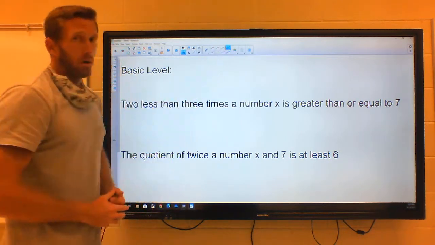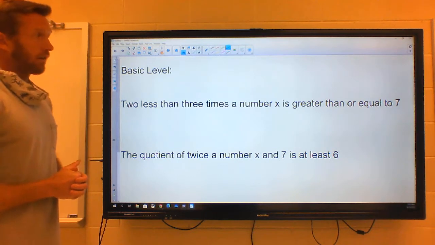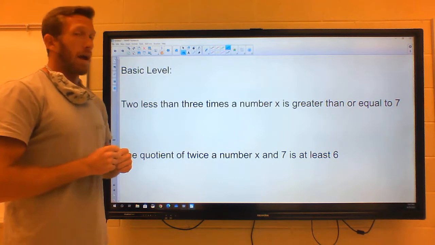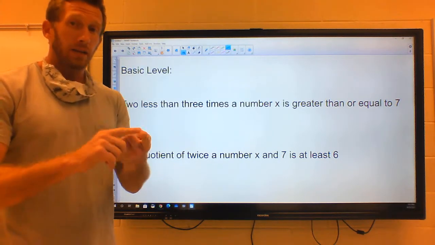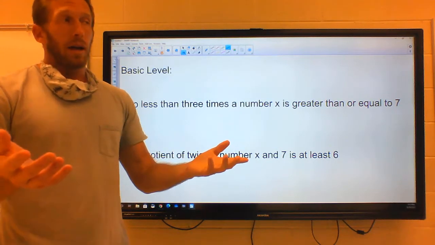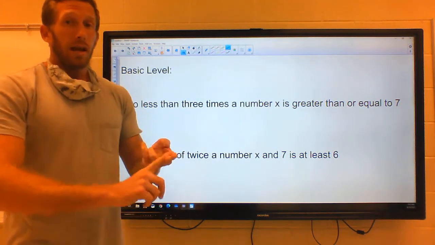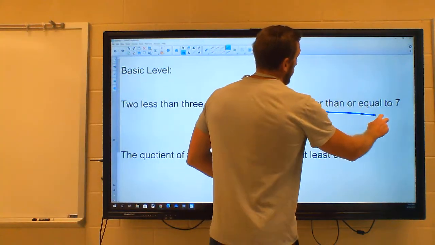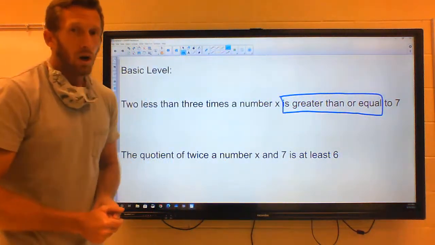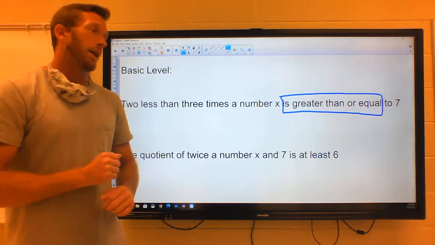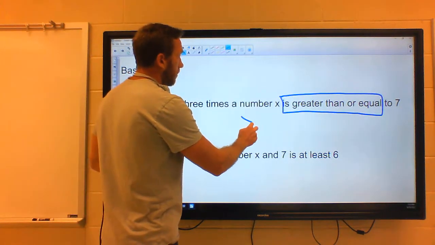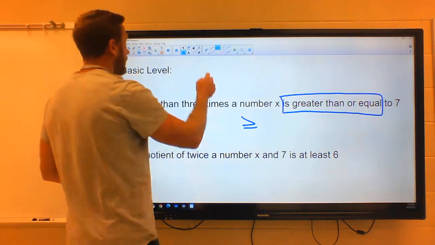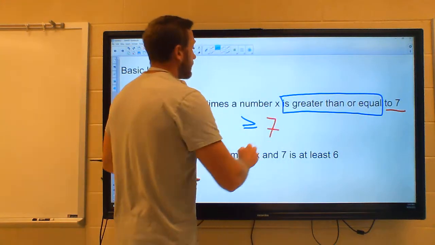So in our inequality statement, one of the things I would do is look for our verb. Our verb is going to be the word is. Okay, and in an inequality statement, it's either going to be is, that would be an equal statement actually, is greater than, is less than, is greater than or equal to, or is less than or equal to. Here we have the words is greater than or equal to. That is our verb. That is where we put our inequality symbol. So our inequality symbol here is going to be the is greater than or equal to symbol. Obviously, on the right-hand side of that, that's pretty easy, 7.